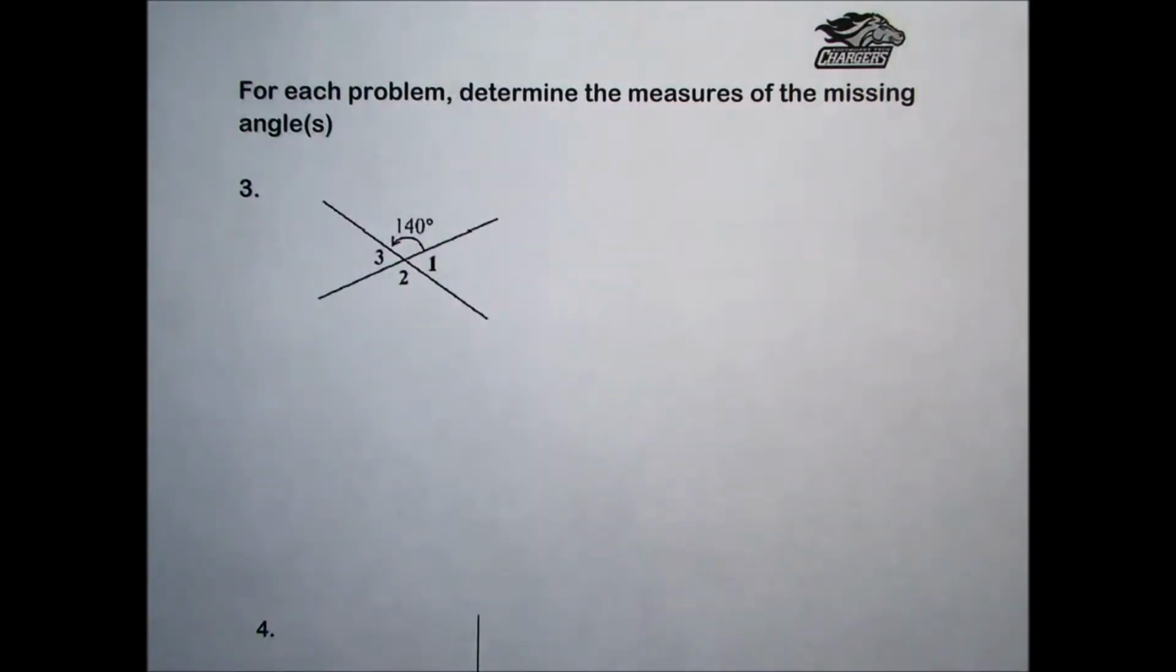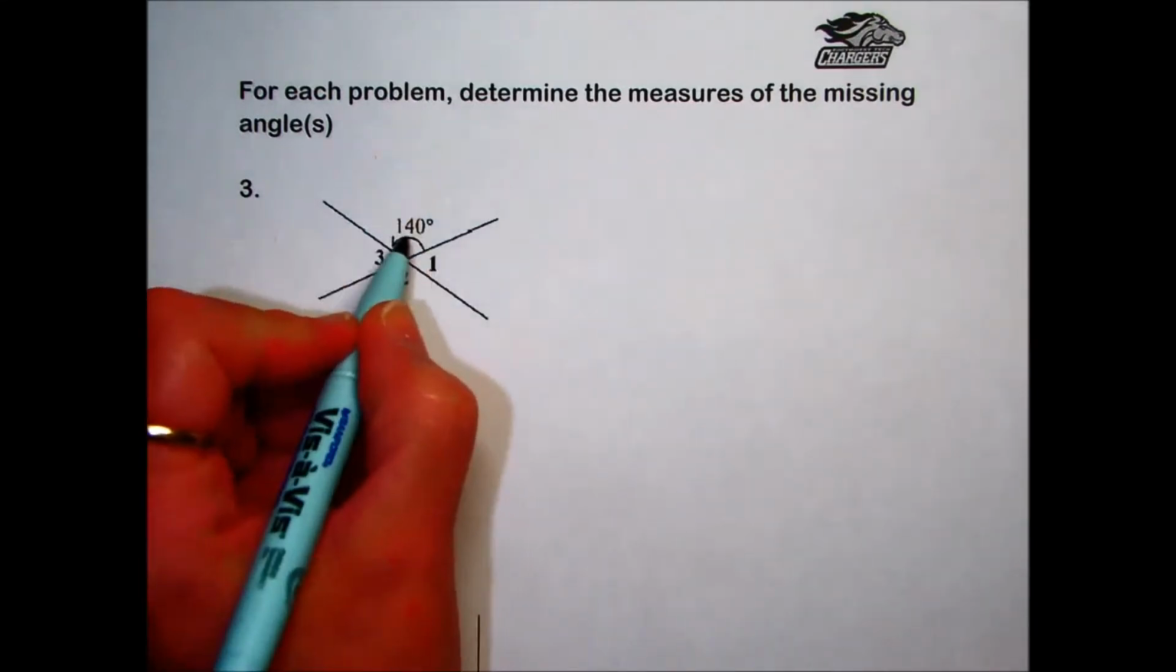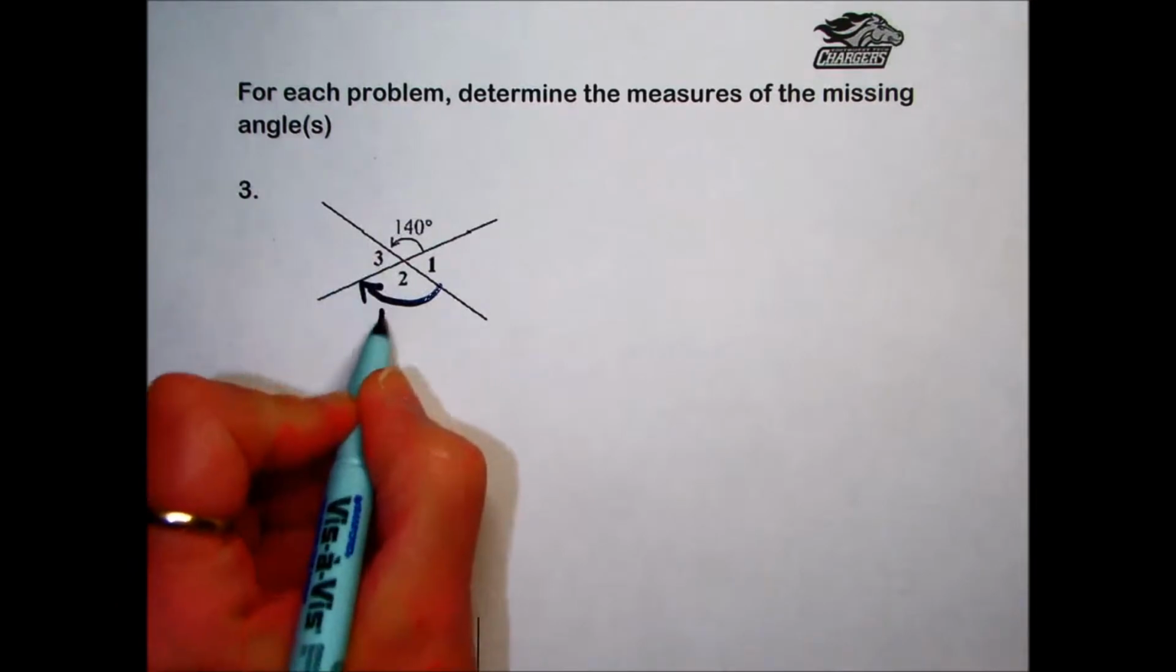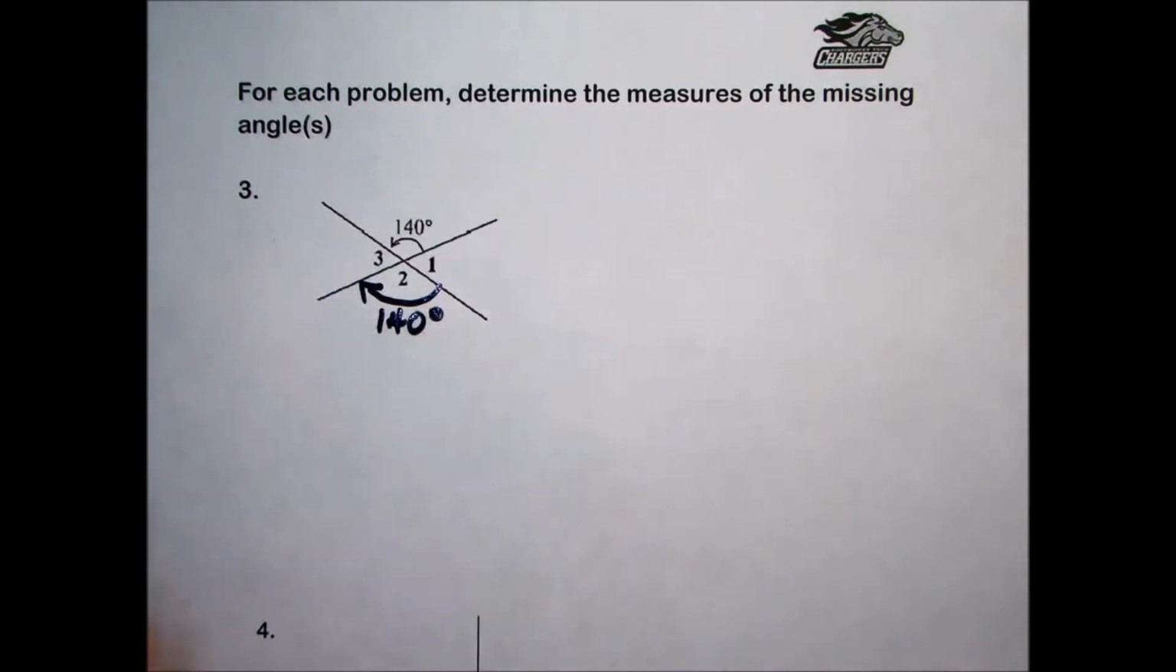Practice set 2. For each problem, determine the measures of the missing angles. In problem number 3, we have a diagram where two lines are intersecting. These two lines cause vertical angles to be created. Angles that are across from one another are equal. Since angle 2 is across from the given measurement, it has the measurement of 140 degrees.